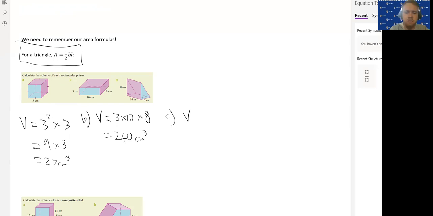So here we have volume equals half times the base, which is 5. The height of the triangle is 10. And then the height of the prism is 14. Now we can put that on our calculator. We get 50 times a half, which is 25, times 14.